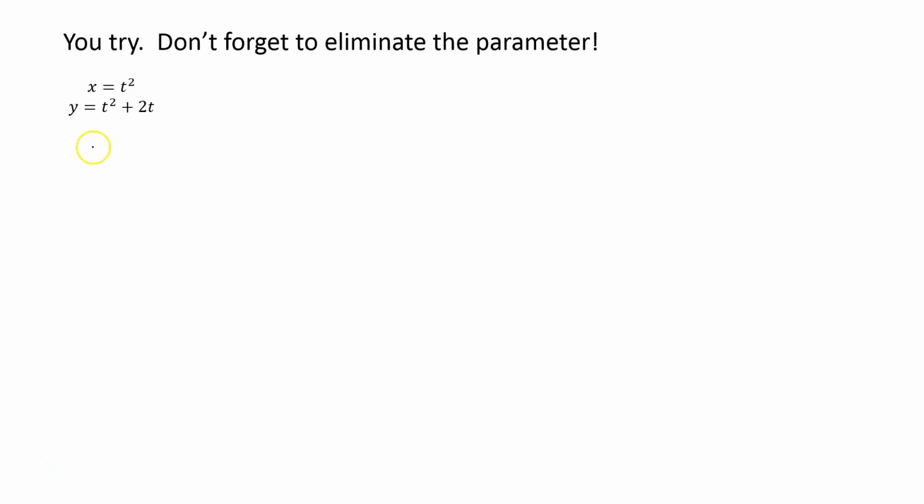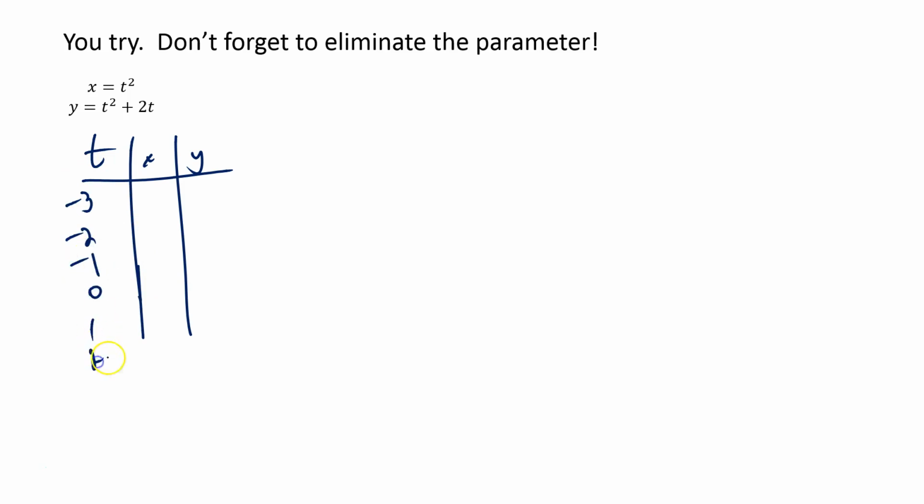All right, let's try it together. So we've got t, x, y. Let's do the same t's I did last time: -3, -2, -1, 0, 1, 2, 3. If we had -3, x is going to be 9, 4, 1, 0, 1, 4, 9. It's just the square of the t coordinate. The y value: -3 squared is 9 minus 6 is 3. Negative 2 gives me 4 minus 4 is 0. Negative 1 gives me 1 minus 2, which is negative 1.